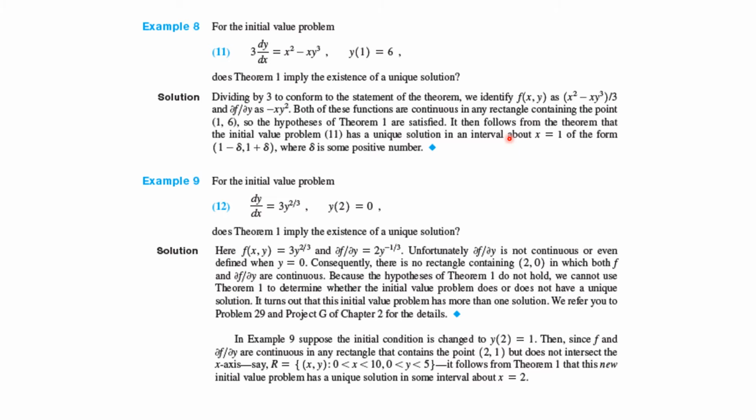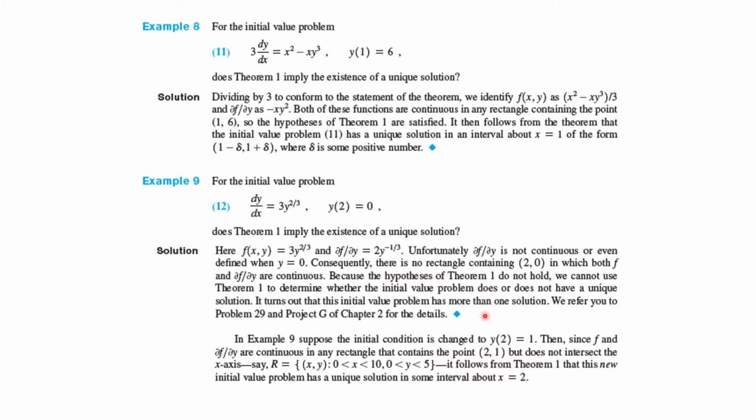Okay, so that is one example. Let's look at another one. If we look at this initial value problem, dy/dx is equal to 3 y to the 2/3, and y of 2 is equal to 0. Does theorem 1 apply? Well, here, theorem 1 is not going to apply because the partial of f with respect to y does not exist, it's not continuous when y equals 0. So the theorem doesn't apply, so we can't use the theorem.